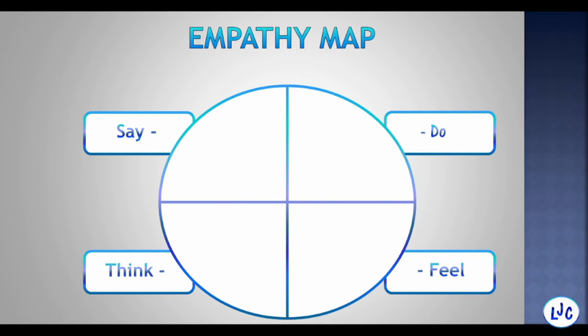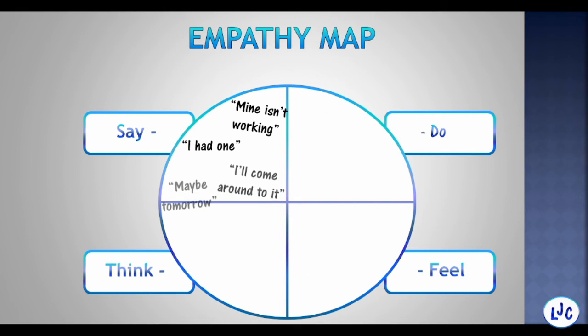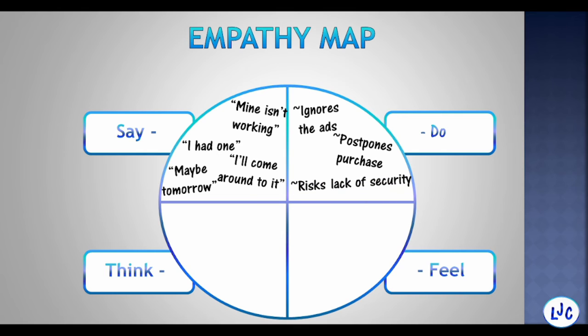Some of the things mentioned by the individuals interviewed were, "Mine isn't working," or "I had one, but I don't have one anymore." There were even verbal procrastinations like, "I'll come around to it," or "maybe tomorrow." They would admit that despite what they say, they ignore ads related to security devices with the excuse of not enough time on hand or simply postponing the date to go and buy it. They would rather risk the lack of security despite saying that they would make an effort to go get one.